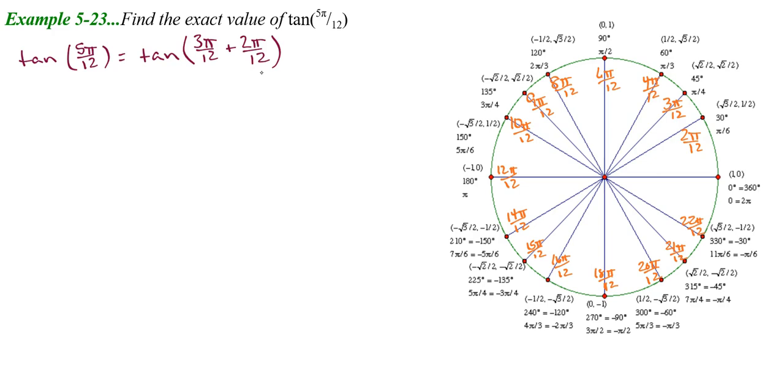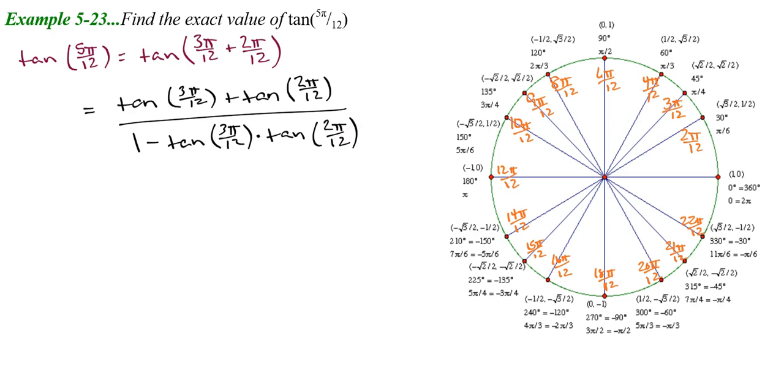It's just a preference. I'm going to use the tangent formula. So if we rewrite this as tangent 3 pi over 12 plus tangent 2 pi over 12 over 1 minus tangent 3 pi over 12 times tangent 2 pi over 12. Please notice that this is multiplication here. A lot of people make the mistake of putting a plus sign in there, which is going to make your answer wrong. So pay attention to your formula and notice that that's multiplication.